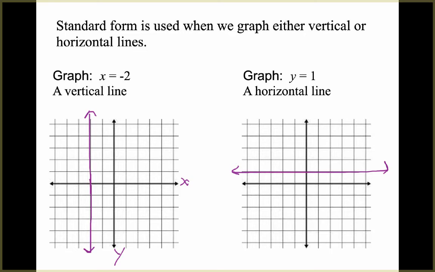So if you ever see an equation x equals a number, it's a vertical line. And if you ever see y equals a number, it is a horizontal line.